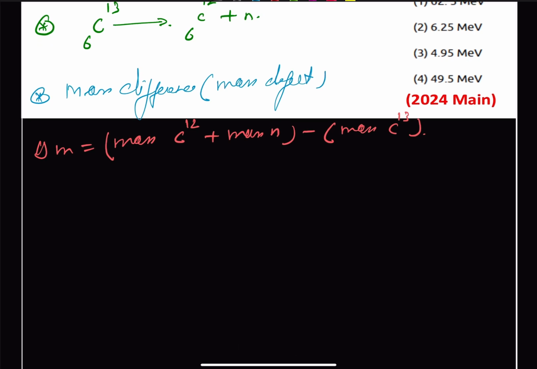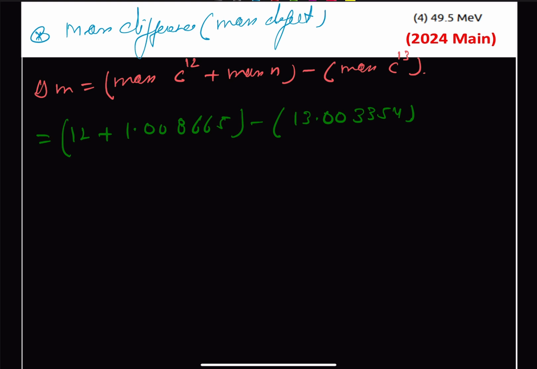and we substitute the values. For carbon-12 it is exactly 12, the mass of neutron is given as 1.008665, minus that of carbon-13, which is given as 13.003354. So from here we get that the mass difference or mass defect will be approximately equal to 0.005311 u.